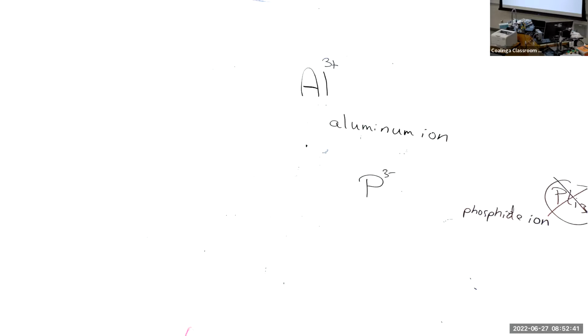The phosphide. Nope. It's phosphide, because phosphide has two purposes. What does it do? It lets us know that it's negatively charged, and you see that at the end of it. Okay. So you guys got that? Should we do one more just to be sure?